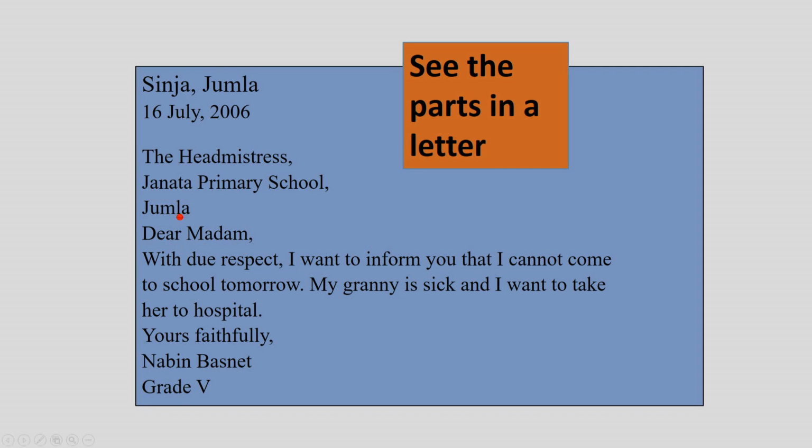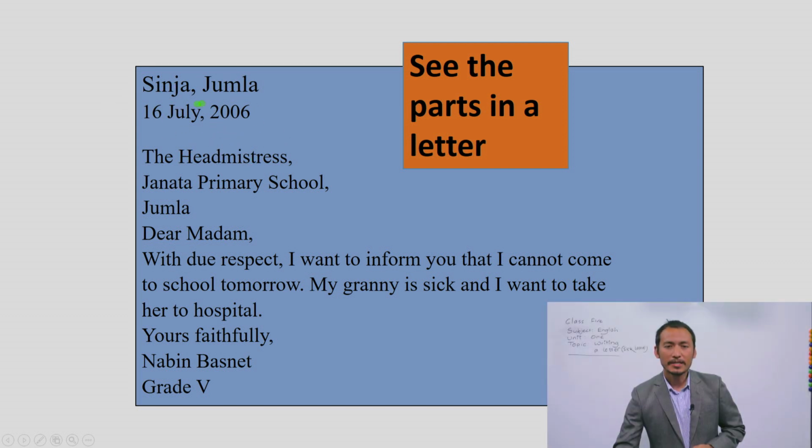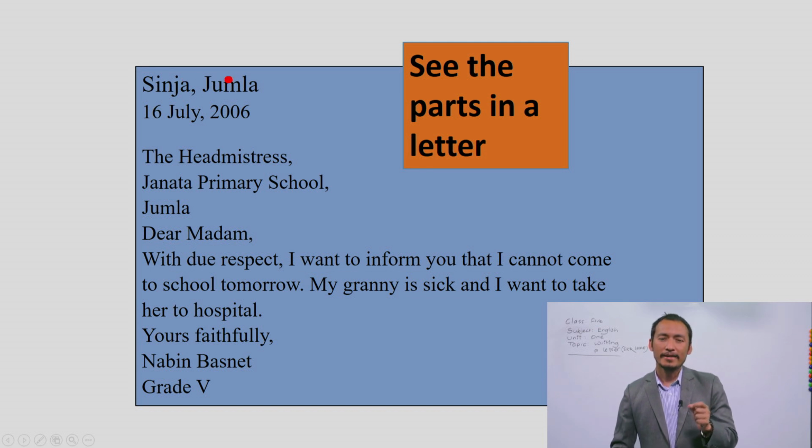This is a letter from your book. First here, this is, we call it an address, right? Whose address is this? This is the address of the sender. Who is the sender here? Naveen Basnit. The sender's name is written at the last part of the letter, and the address is here. And the date of writing, so it's 16 July 2006.